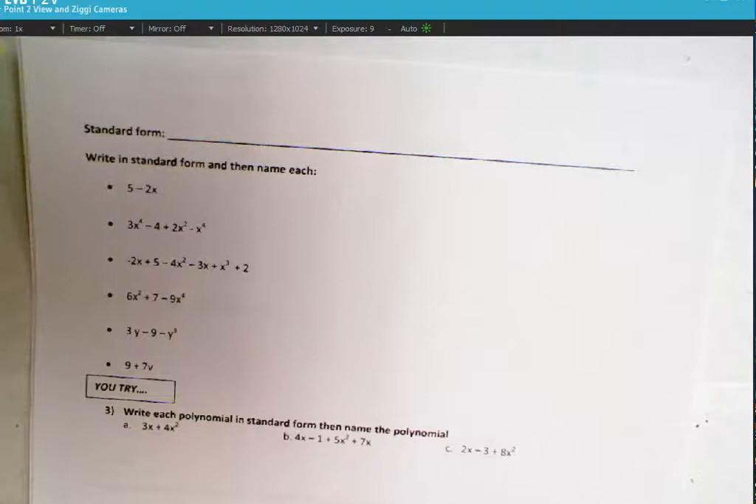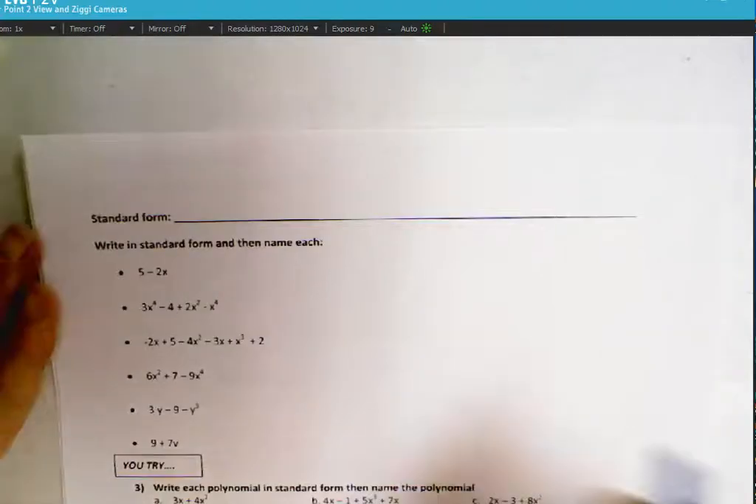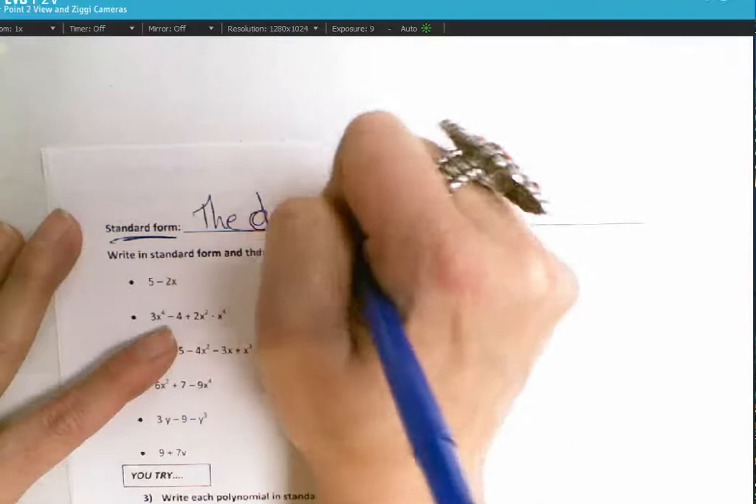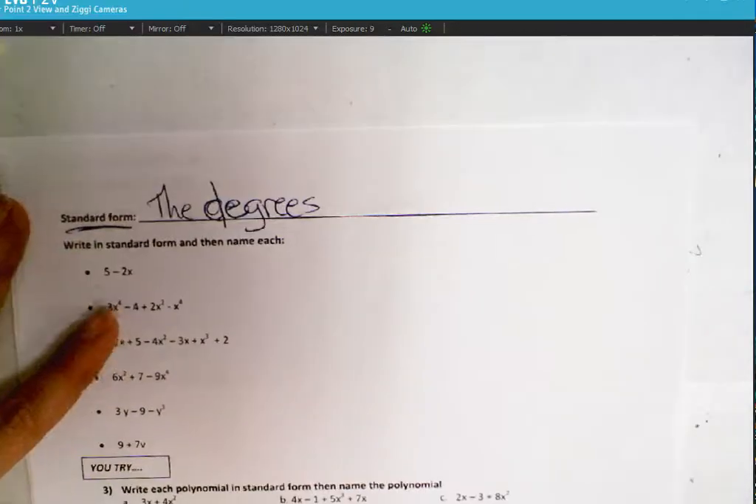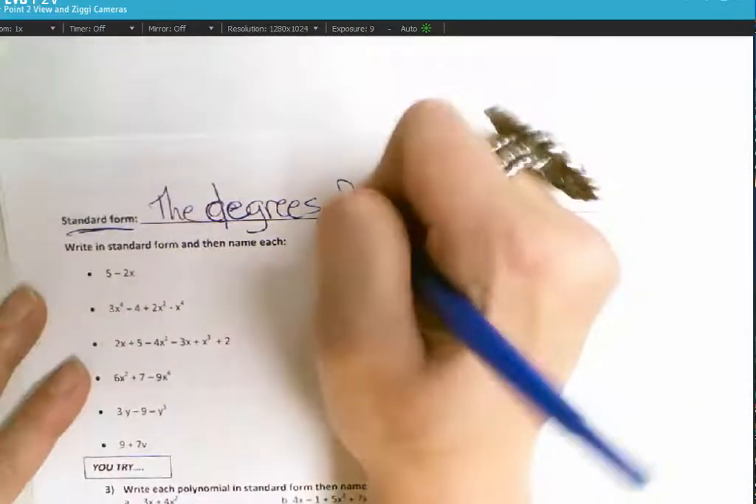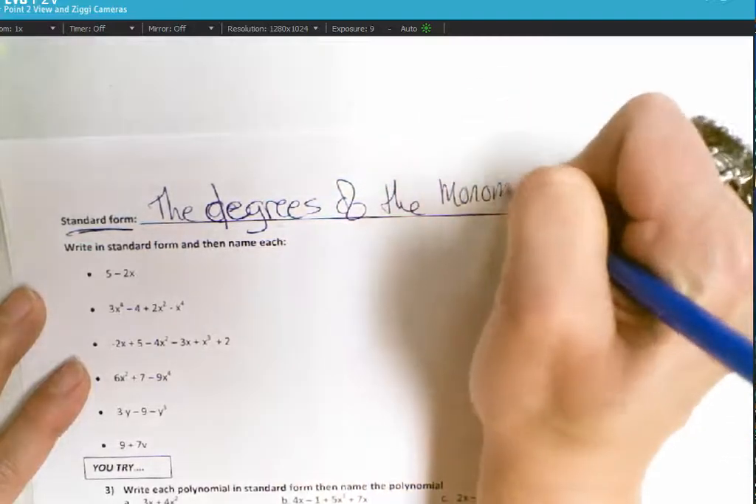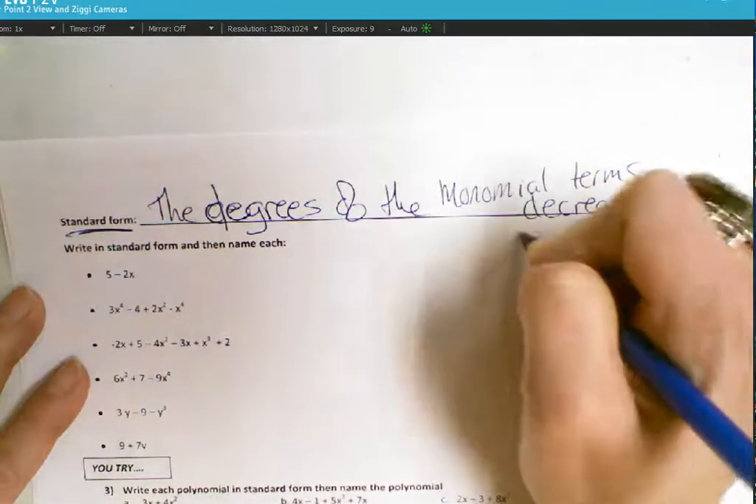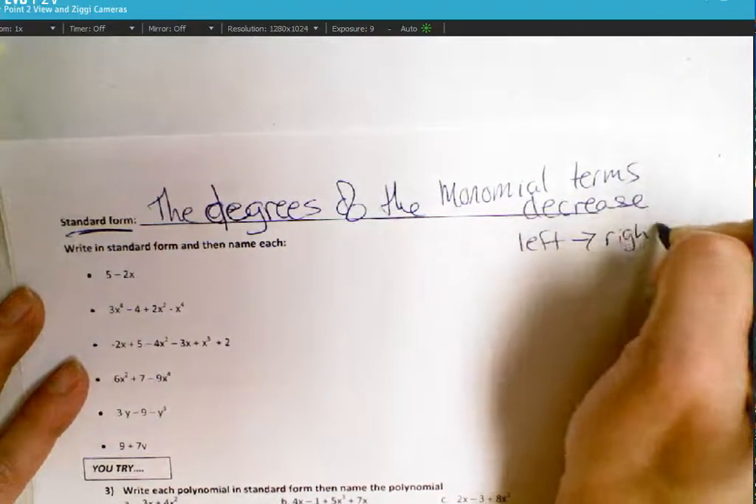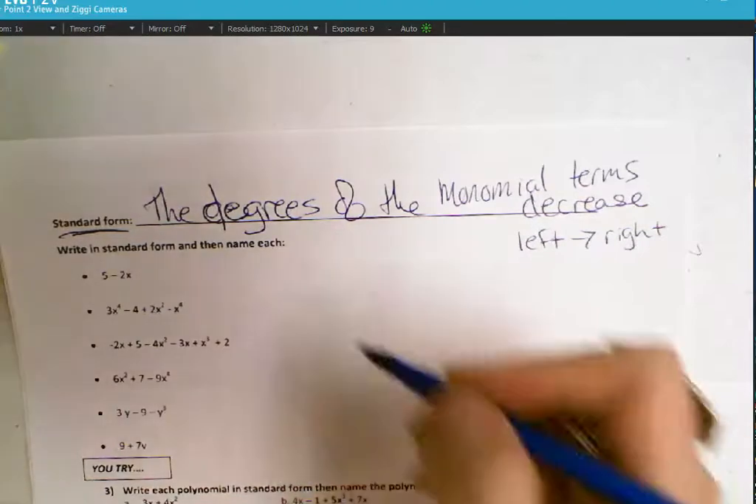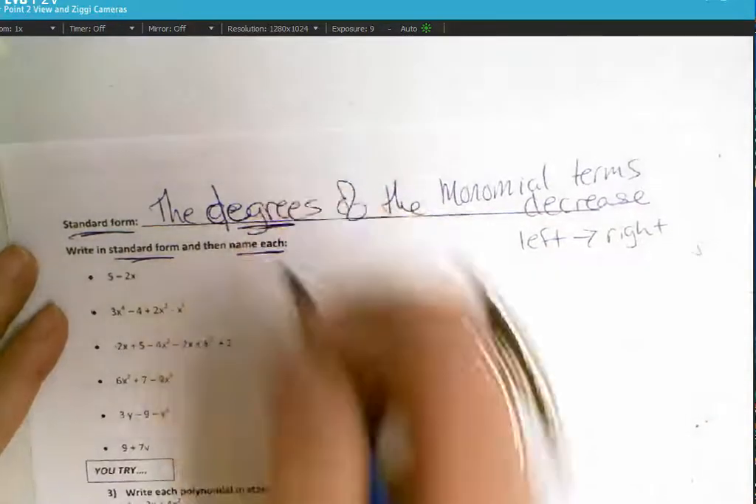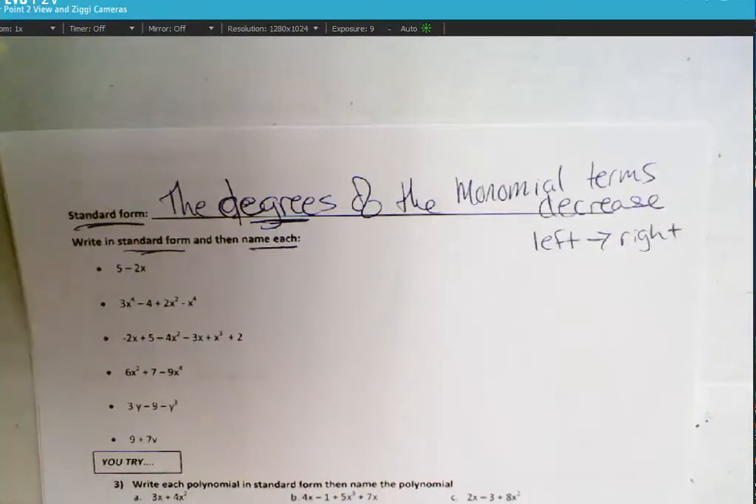One last definition before we can move on, and that is standard form. You probably saw this in algebra, pre-algebra. Standard form is the degrees of the monomial terms decrease left to right. Meaning we put all the higher ones in the front by their degrees and then go down from there. So this wants us to write in standard form, and then we want to name it. So practicing whether it's monomial, binomial, trinomial, and the degree.